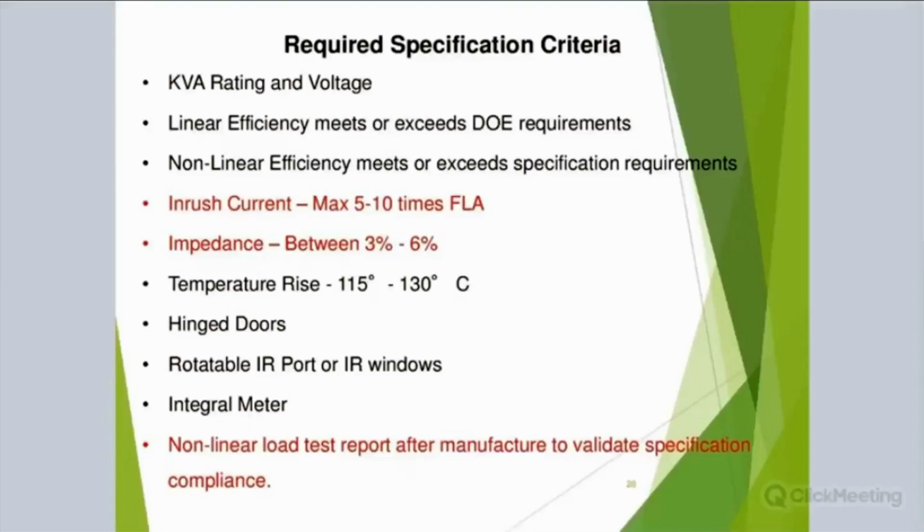Temperature rise, not as important, but the lower the temperature rise of the transformer typically means the more efficient that transformer is. So most standard transformers are 150-degree rise C rating. Typically a 115 to 130 is pointing out that it is probably a little more efficient. And if you dig a little deeper, you can find out how much more efficient. Again, hinge doors, rotatable IR ports, integral meter, what have you, are all added options, not necessary, but they can play a big role in the future and save time or effort or what have you on your part.